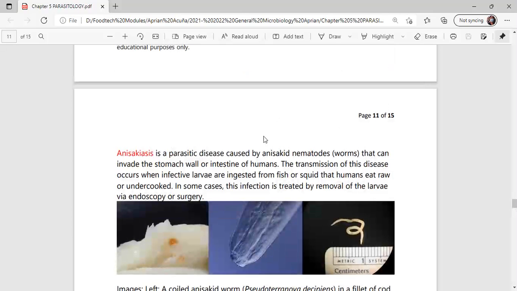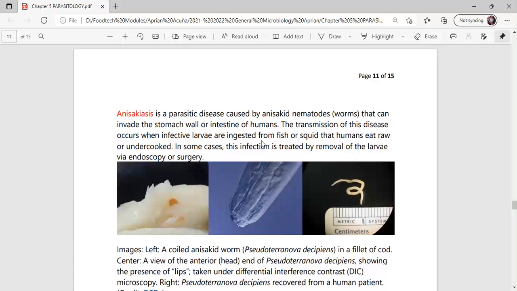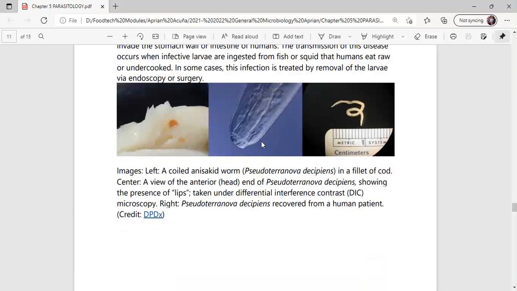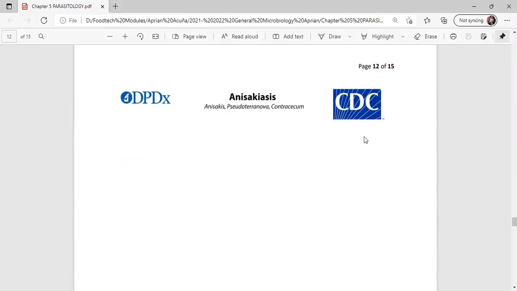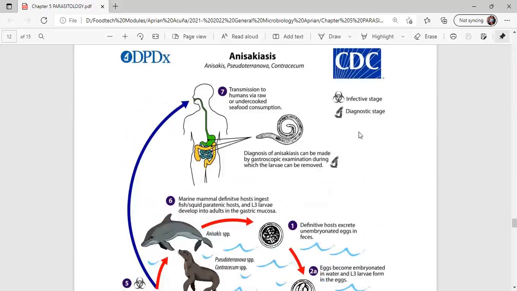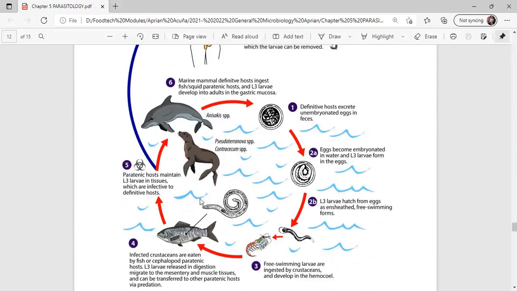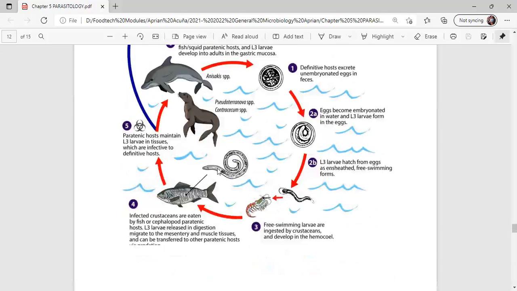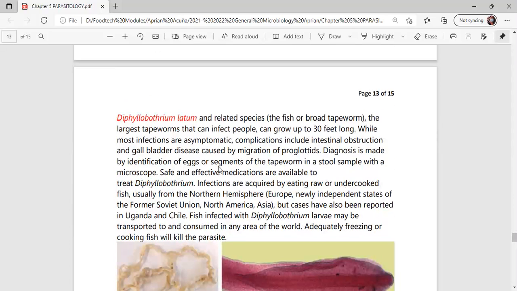A view of the anterior, so this is the head of your roundworm or anisakid nematode. Then you have here a full adult worm. Okay, let's proceed. Have here, same, usually it's from marine products, but humans get infected if they eat raw fish, because the worms stay in the tissue of the fish.